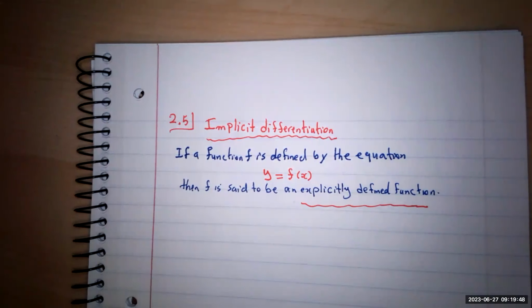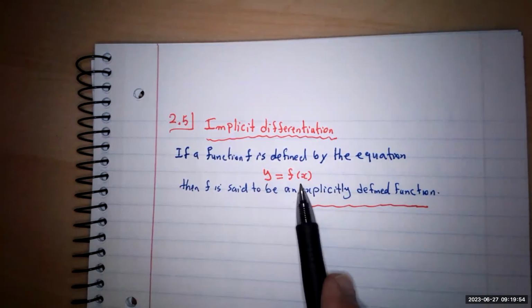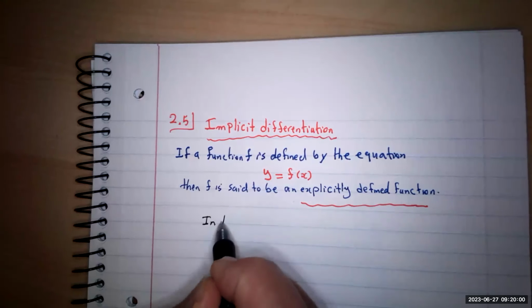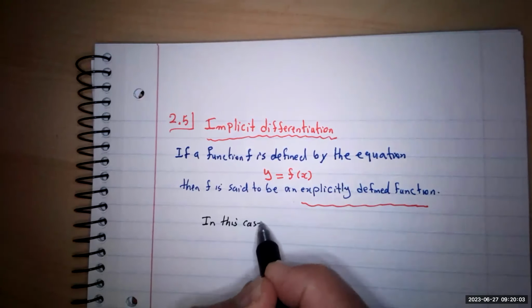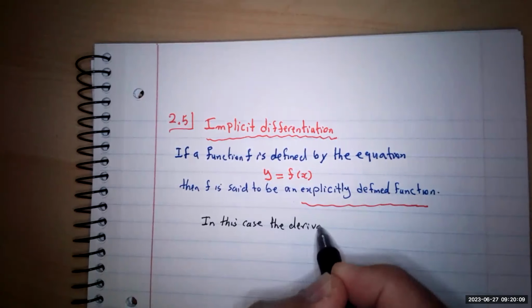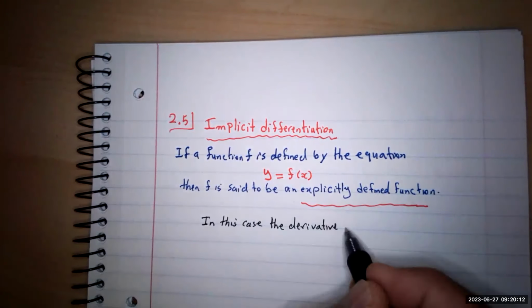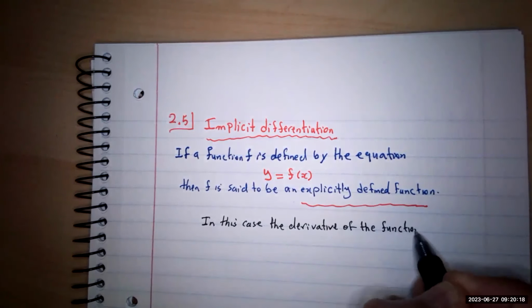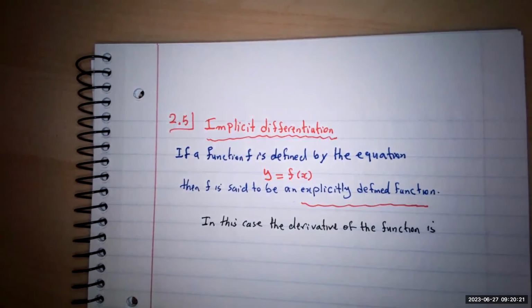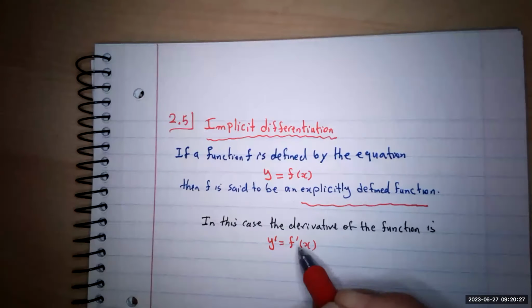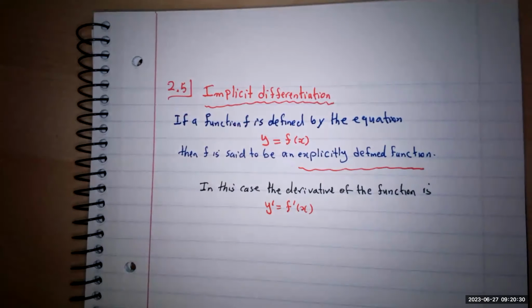So in this case, if you want to differentiate, nothing to worry about. Derivative of y would be y prime, and then derivative of f is f prime, we're just using the formulas that we had so far. In this case, the derivative of the function is y prime equal to f prime of x. That can be found by using the formulas that we talked about so far.